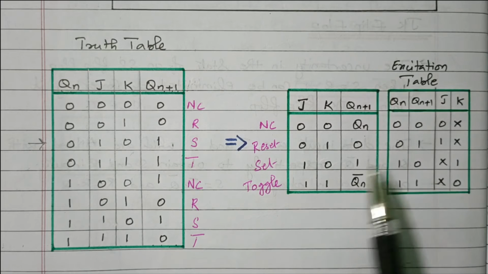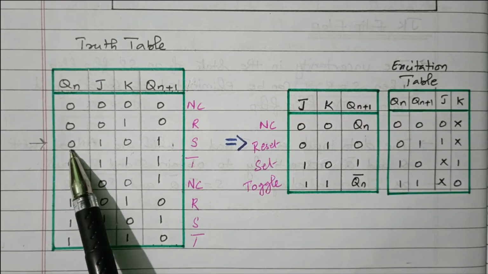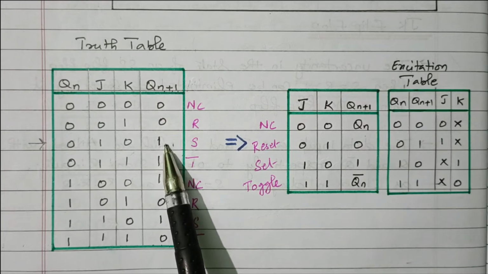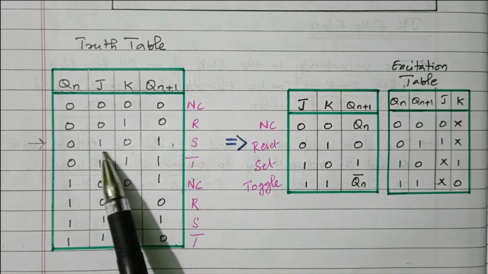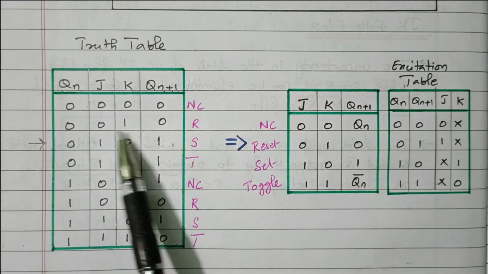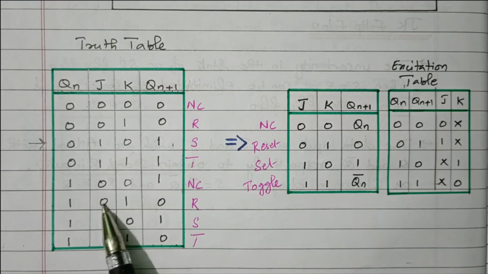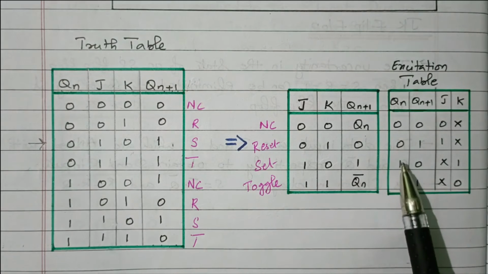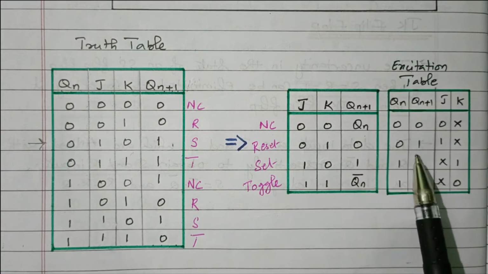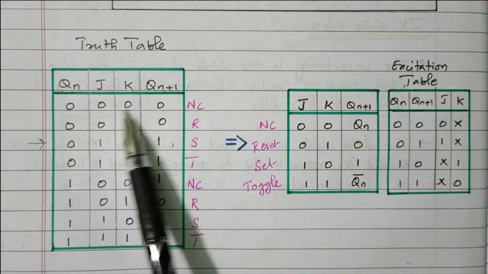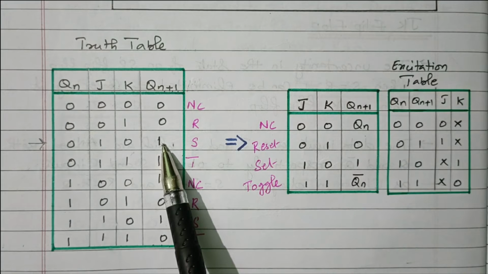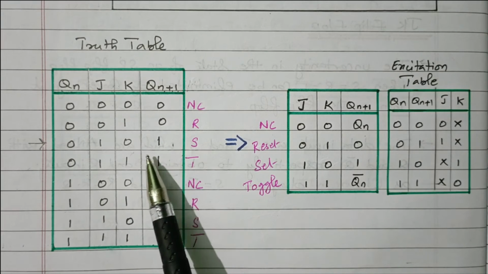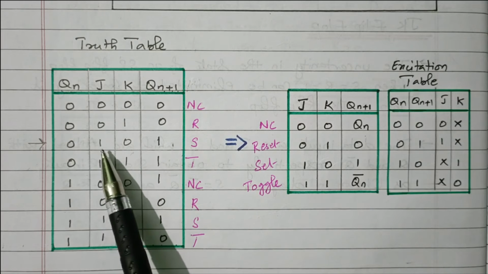Then 0 to 1. We'll check where it changed from 0 to 1. Only this case. For that, what is the input? Any more 0 to 1? Here also one more is there. Qn is 0, Qn plus 1 is 1. So this is 0 to 1. Any other case?